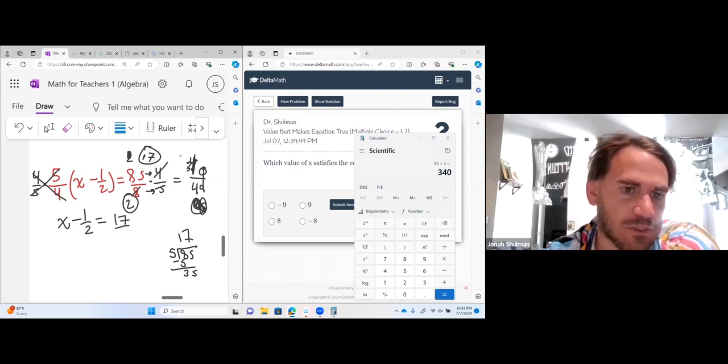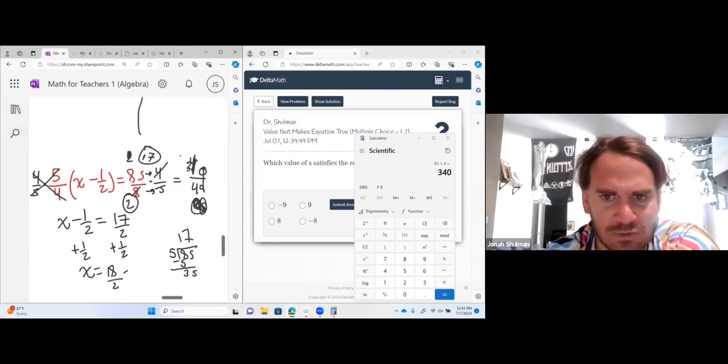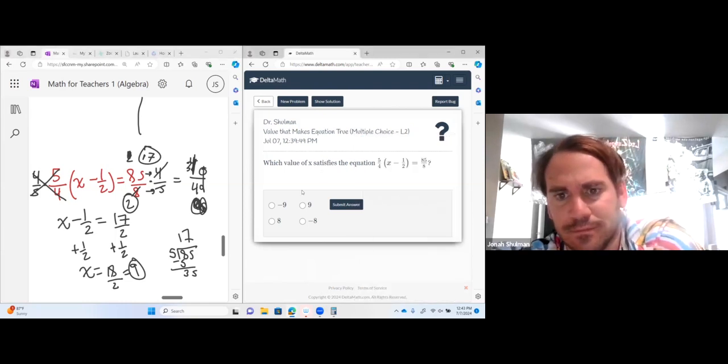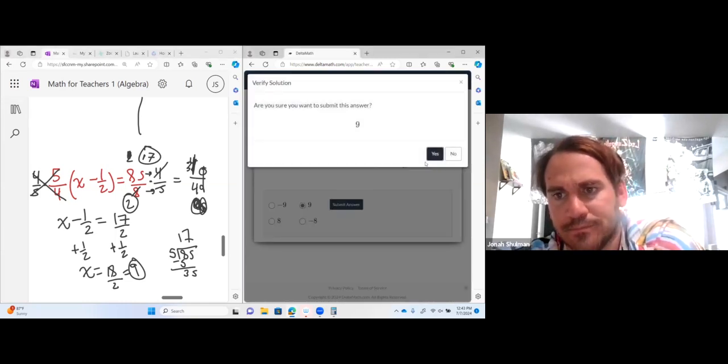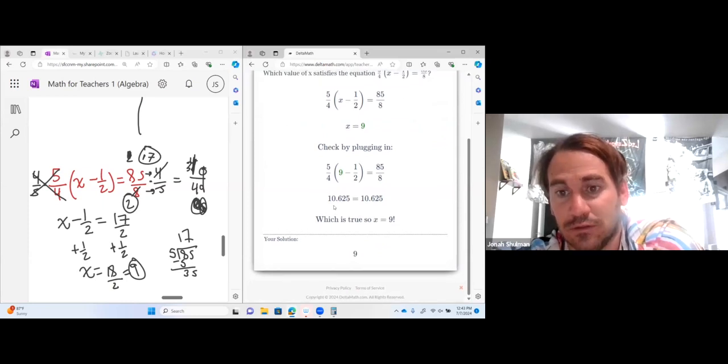And your last step is all you have to do is add the 1/2 to both. 17 halves plus 1/2 equals 18 halves. And what is 18 halves really? 9, positive 9. We did it. That looks scary.